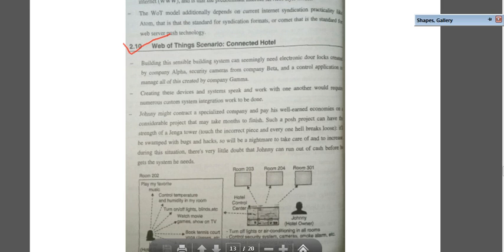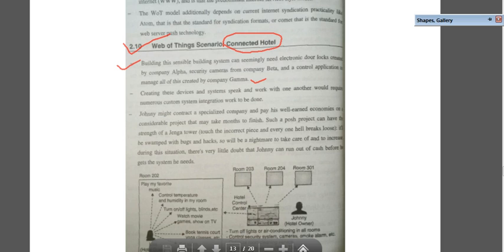तो अभी वेब ऑफ थिंग्स का हम एक सिंपल एग्जांपल लेंगे, that is a connected hotel. मीन्स hotel is connected through IoT. So in that building, this sensible building system can seamlessly need an electronic door lock system by company alpha, security cameras from company beta, and a control application to manage all this created by company gamma.